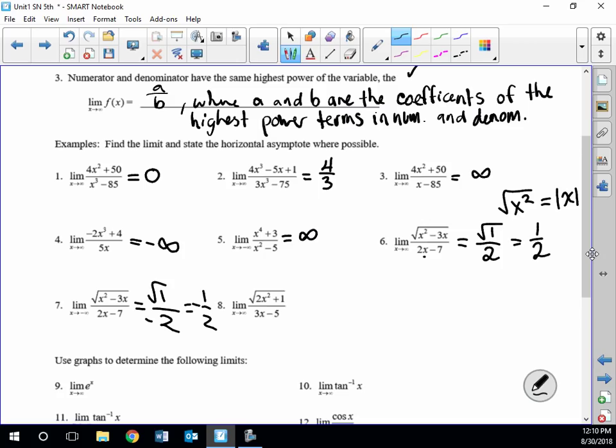Okay, well, let's try number 8. So this one, the powers are comparable again because of the square root of x squared. So we want to square root the coefficient of the numerator and use the denominator's coefficient. There we go. So square root of 2 over 3.